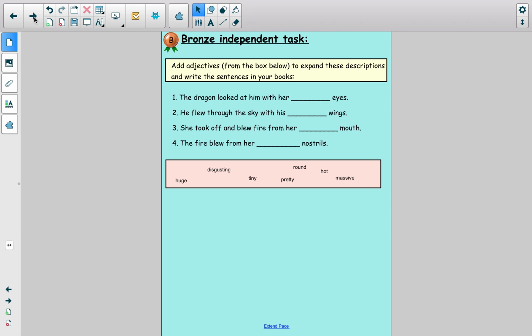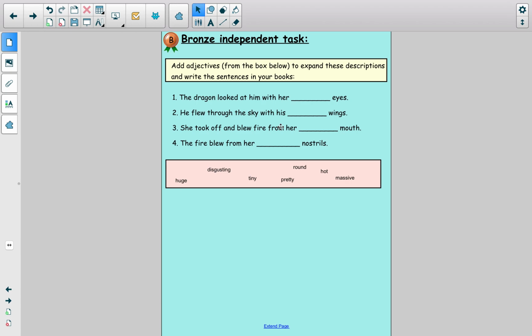Here is Bronze's independent task for today. You have been given a word bank to help you expand these character descriptions. You need to rewrite the sentences in your books with the added adjectives from the word bank. If you are completing Bronze task, please pause the video here.